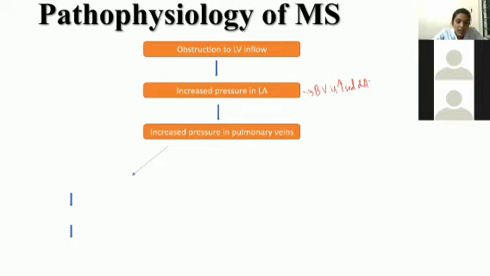So due to increased pressure in the pulmonary veins, what all things can happen? Yeah, your answer is correct. You guys are following very nicely.